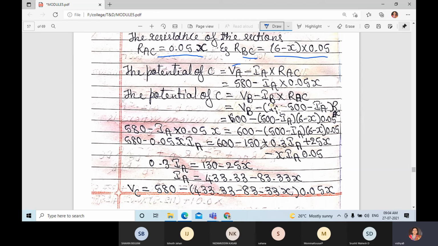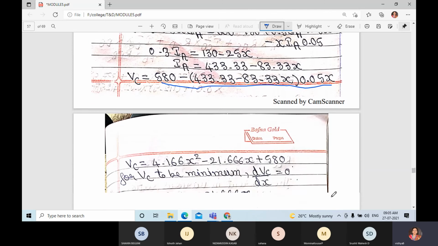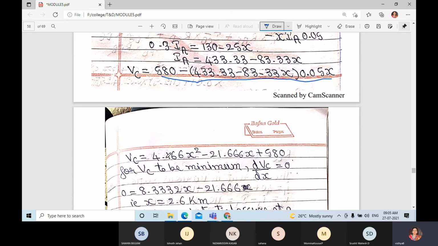If we solve this equation, we get IA equal to 433.33 minus 83.33x. VC is equal to 580 minus IA into 0.05 into x. Now we know the value of IA, right? Just substitute. And also VC is equal to 4.166x square minus 21.666x plus 580. This is what you will get when you multiply 0.05 into x.